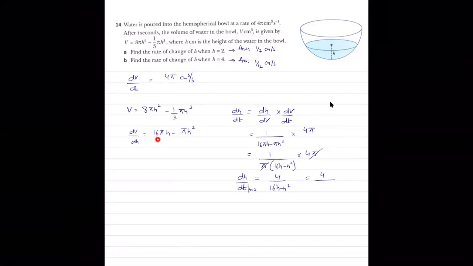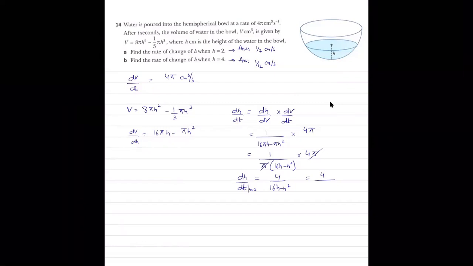Basically, that is the differentiation of volume with respect to height, the derivative of volume with respect to height. This expression tells us the change in volume with respect to the change in height. This means change in volume with respect to the change in time. This means change in height with respect to the change in time.